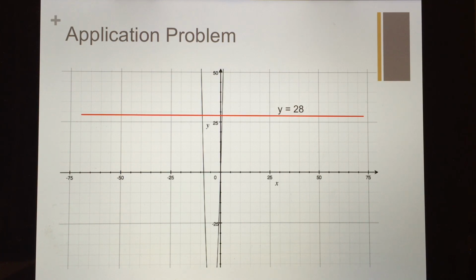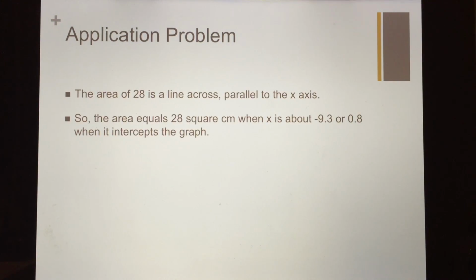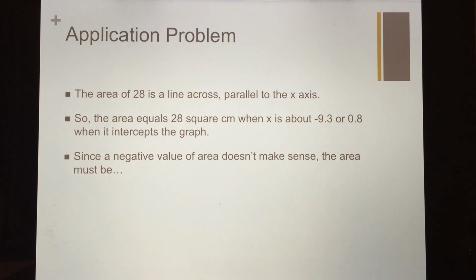Now, the area of the frame should be 28. So on the graph, we're going to be looking for 28 as the y value. And the area of 28 is a line across parallel to the x-axis, so it should equal 28 square centimeters when x is about -9.3 or 0.8, where it intercepts the graph. And since you can't have a negative value of an area, the width has to be 0.8 centimeters.